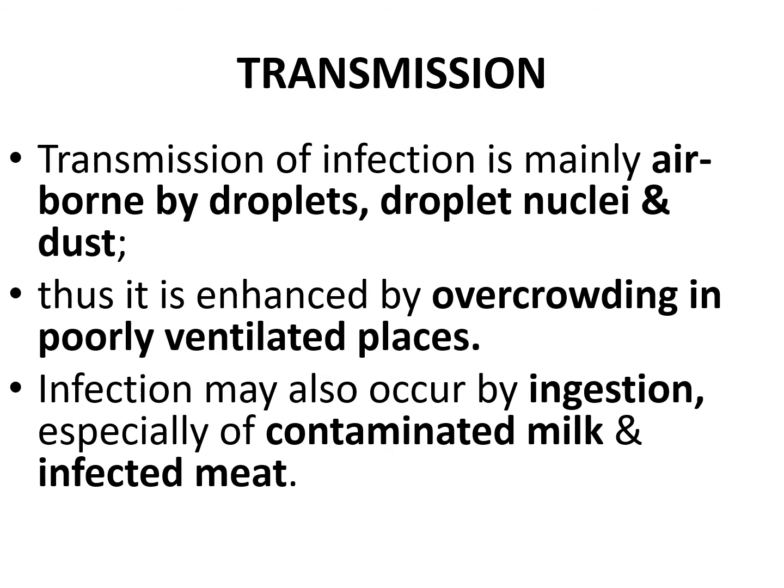Thus, it is enhanced by overcrowding in poorly ventilated places. So one of the methods to prevent TB is to prevent overcrowding and to keep houses clean. Infection may also occur by ingestion, so food hygiene is important to people, so they do not eat contaminated meat or milk, especially contaminated milk and infected meat.